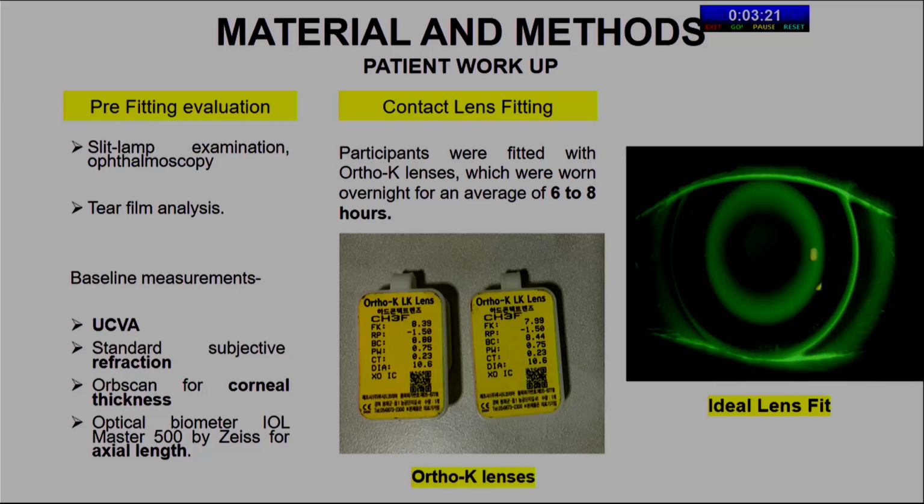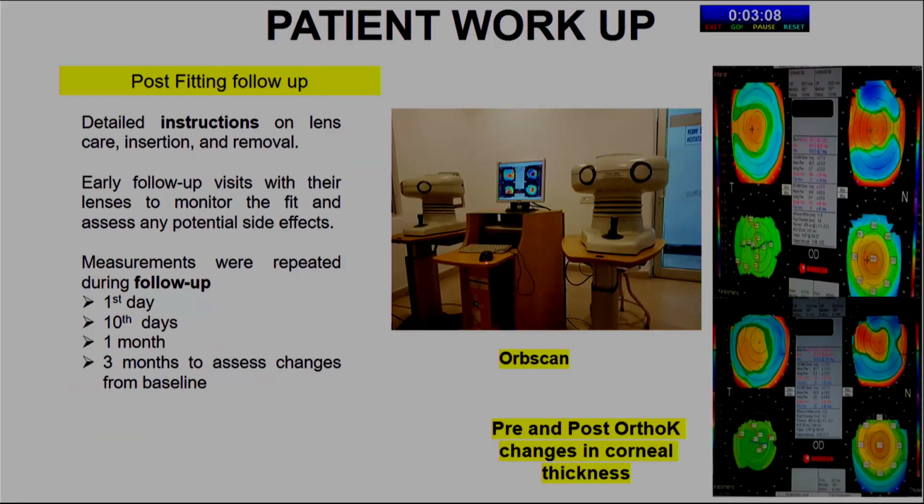This is the picture showing the ideal fit: central flat at least 4 mm zone with mid-peripheral pooling, well-centered lens, and less than 1 mm of migration with each blink. In post-fitting follow-up, we asked the participant to take care of the lens really well, and we measured the preset criteria on first day, 10th day, 1 month, and 90th day.